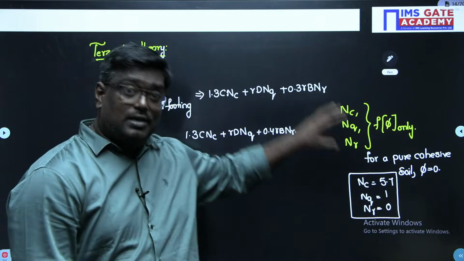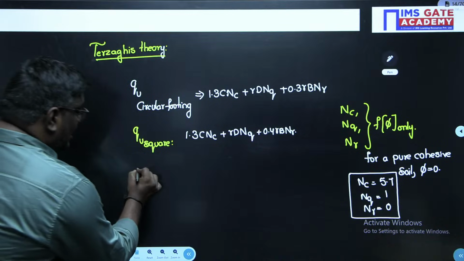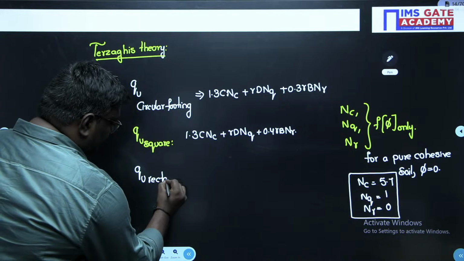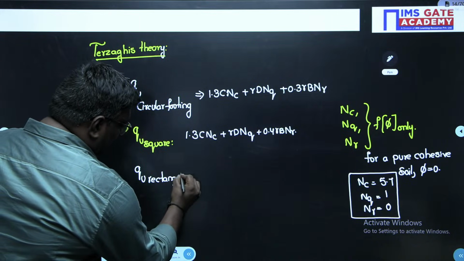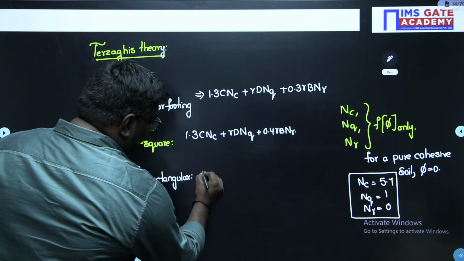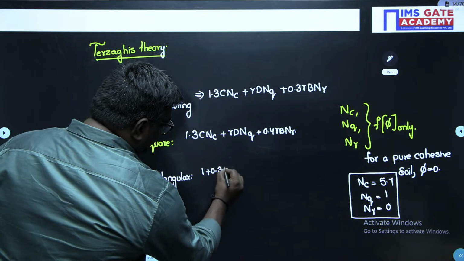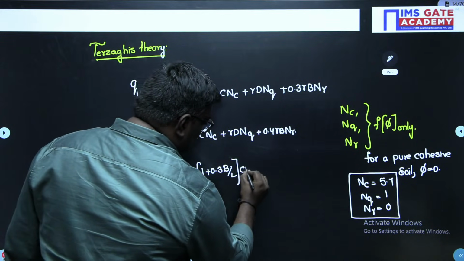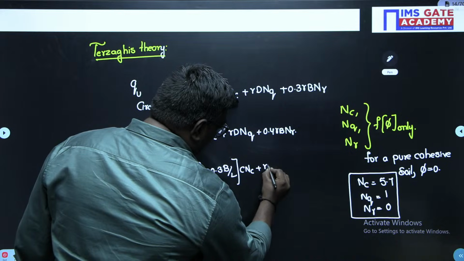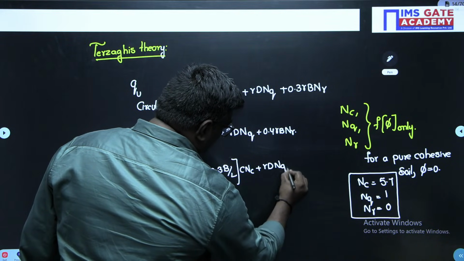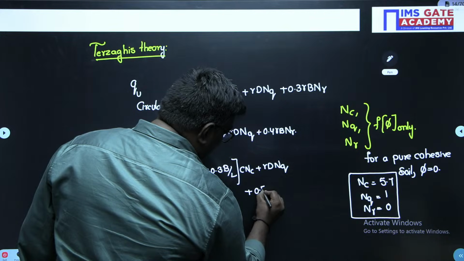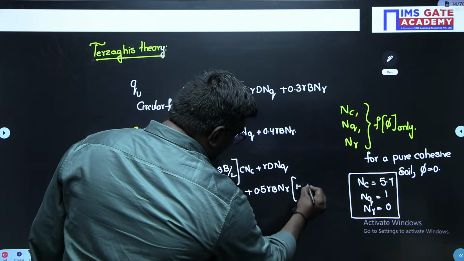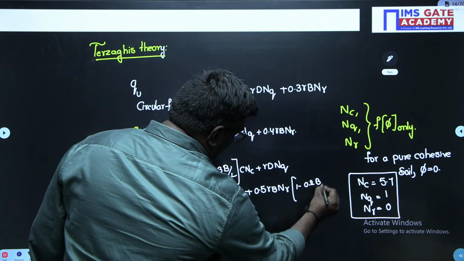Are you able to understand the order? If I take ultimate bearing capacity for rectangular footing, one plus 0.3 B by L into CNC plus gamma DNQ plus 0.5 gamma B N gamma into 1 minus 0.2 into B by L.